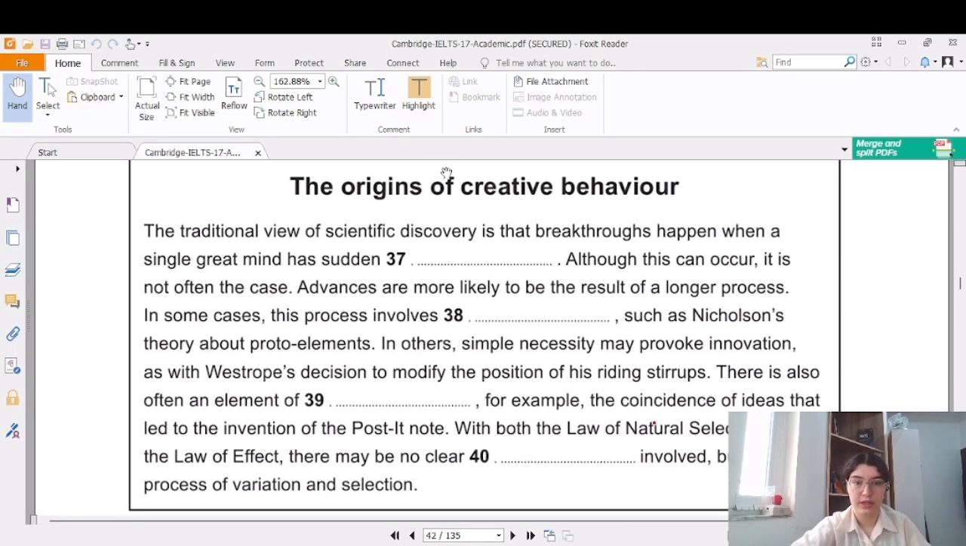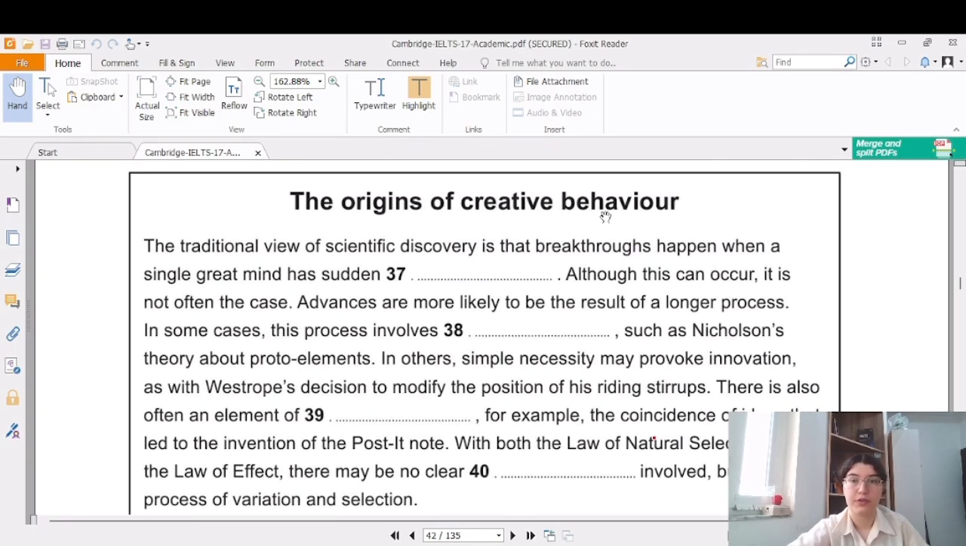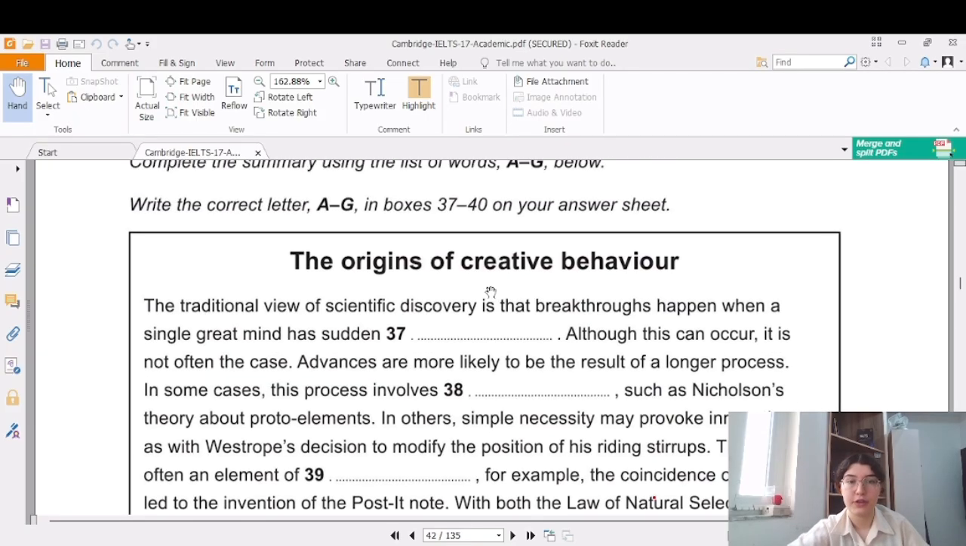Now let's move on to this part. We have to choose from these options. The origins of creative behavior. The traditional view of scientific discovery is that breakthroughs happen when a single great mind has sudden... so it was in the first paragraph.